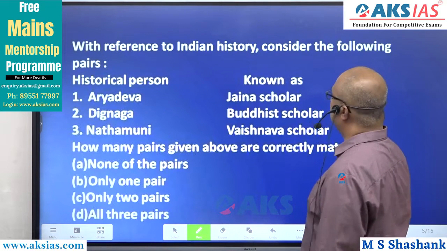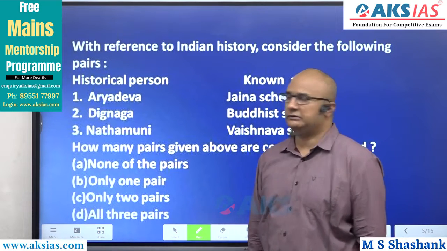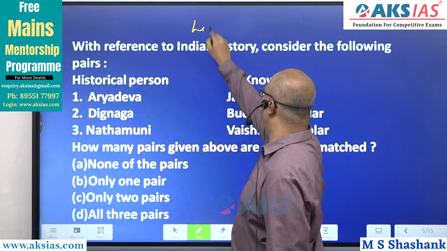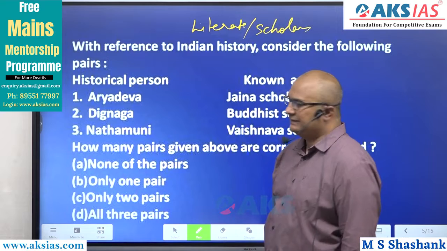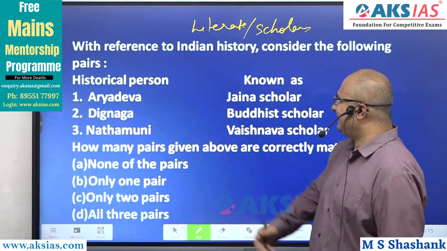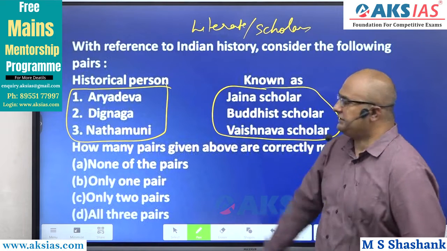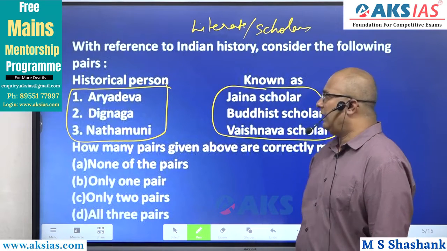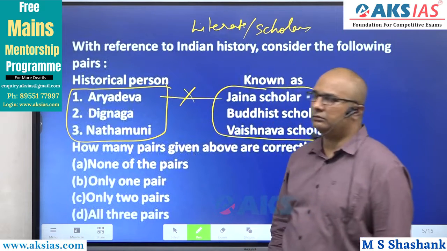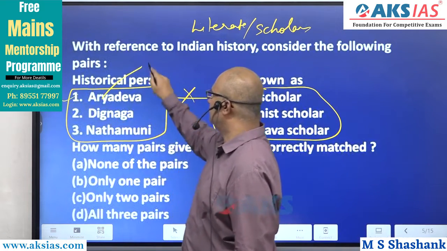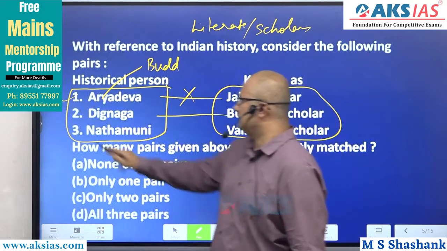Next. Here again a question from art and culture, because here also it is talking about literature or scholars who have written some books or works, and they've given you a match the following. Three people have been mentioned, and you are asked which religion they belong to. Arya Deva was a Jaina scholar? No, that is wrong. He was a Buddhist scholar. Dignaga is a Buddhist scholar. Yes.